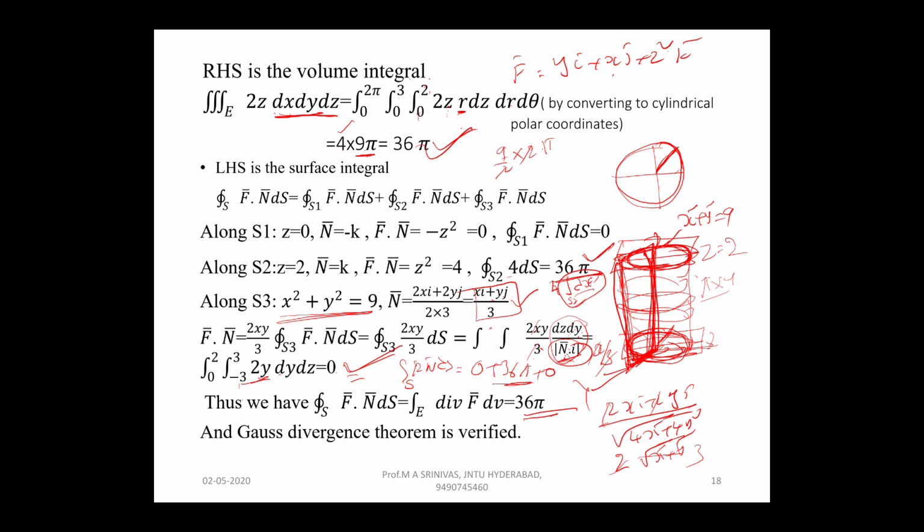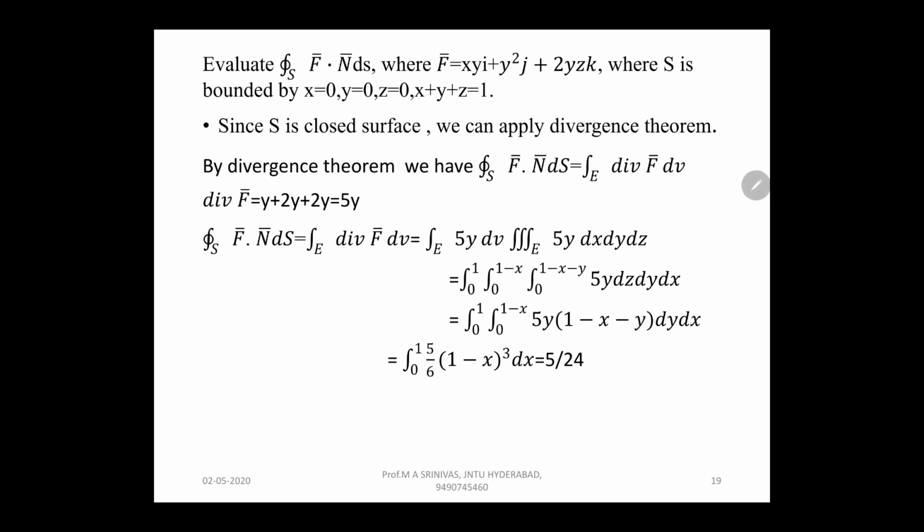So next problem is this. Evaluate this, F bar equals xy i bar plus y square j bar plus 2yz k bar, where S is bounded by x equals 0, y equals 0, z equals 0, x plus y plus z equals 1. This is a very simple problem. Here he is not asking us to verify, only to evaluate a surface integral over the closed surface.